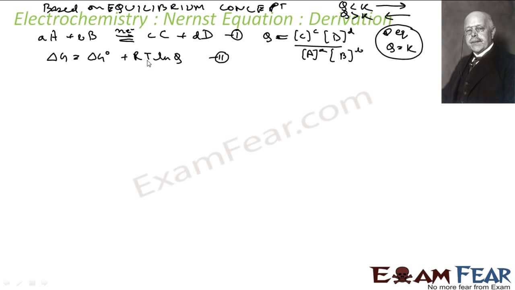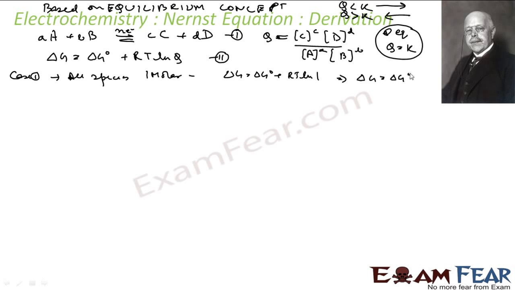So in case all these species, A, B, C, D, are 1 molar, this Q becomes 1, ln Q becomes 0, so delta G becomes delta G naught. So case 1: all species 1 molar. That is what we have seen till now. And delta G becomes delta G naught plus RT ln 1, that is nothing but delta G becomes delta G naught. That is what we have seen.